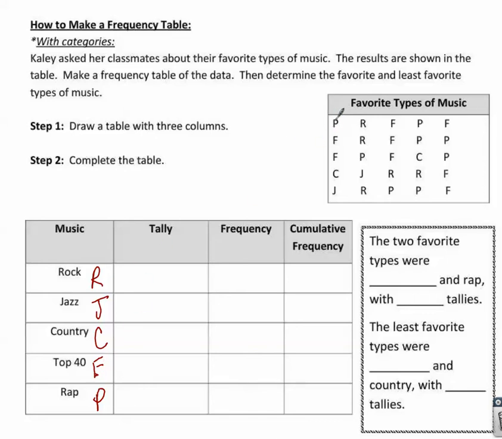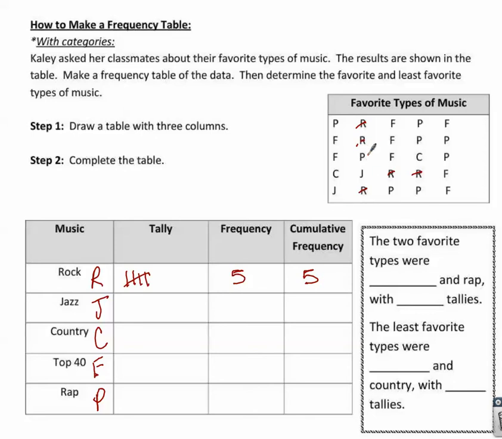So I'm going to go and count all my R's. 1, 2, 3, 4, 5. So here I'm going to have 5 tallies. Remember, when you write tallies, you draw 4 of them, and then the 5th one you make a slash all the way through. So I have 5 tallies. Cumulative frequency is how many total you have. So right now we only have 5.